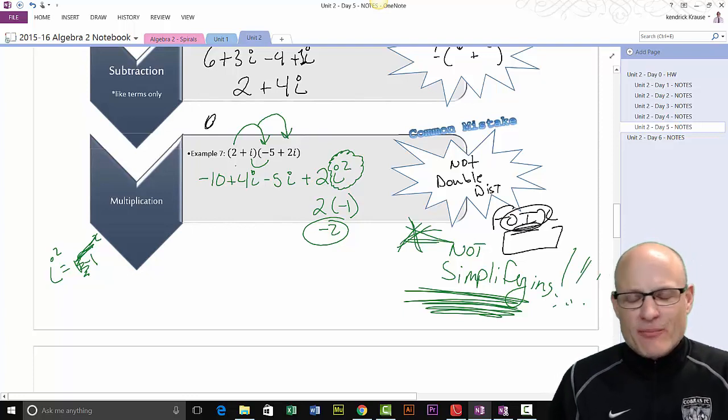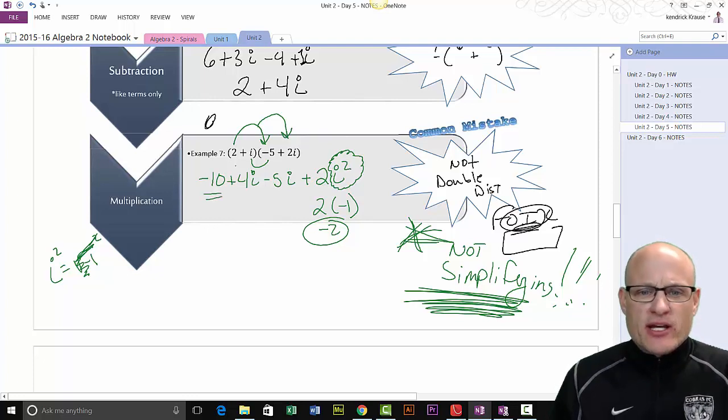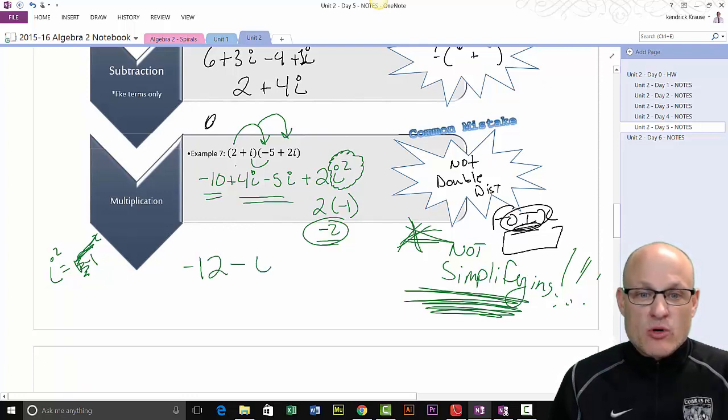All right, if you do that, by the way, you need help. All right, so negative 10, negative 2. That's negative 12, and we'll put the i's together. 4i minus 5i is minus 1i. And that's in A plus BI form.